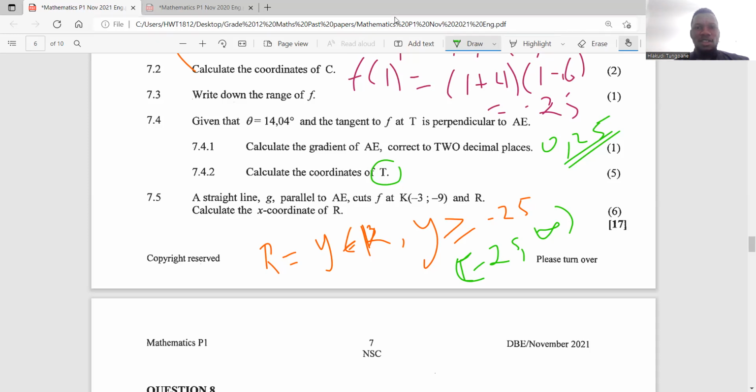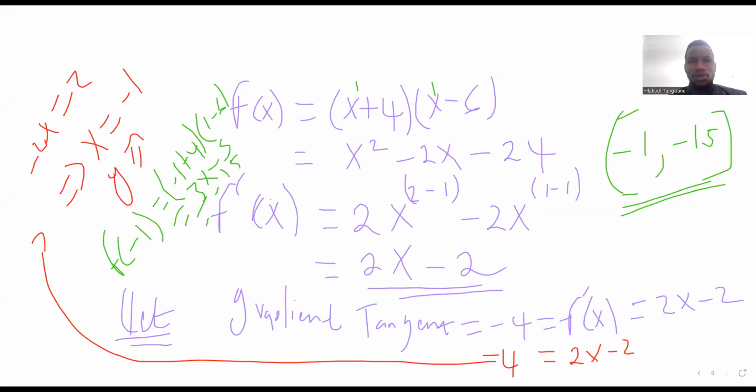Okay, let's try to draw a diagram again so that we can visualize what's happening. So I'm just going to pause a bit. Just want to check something quick, please.